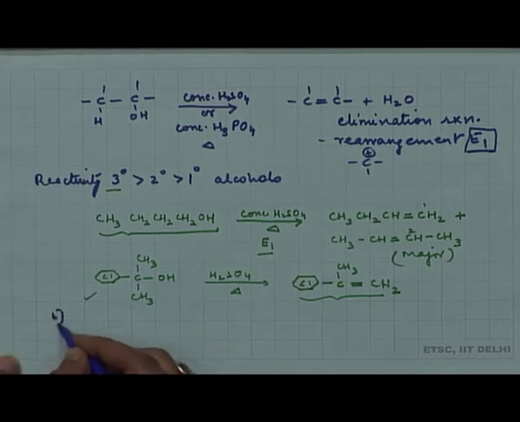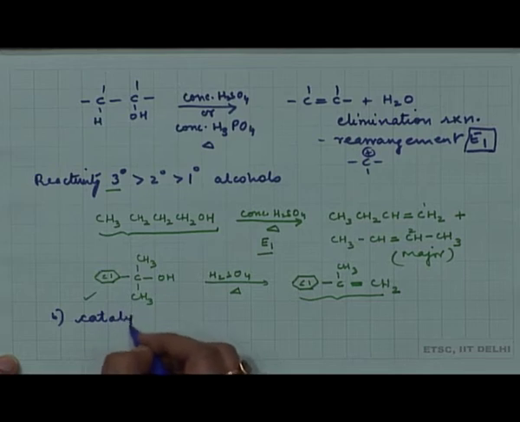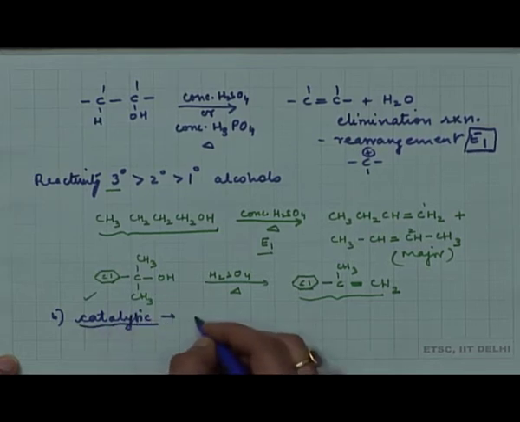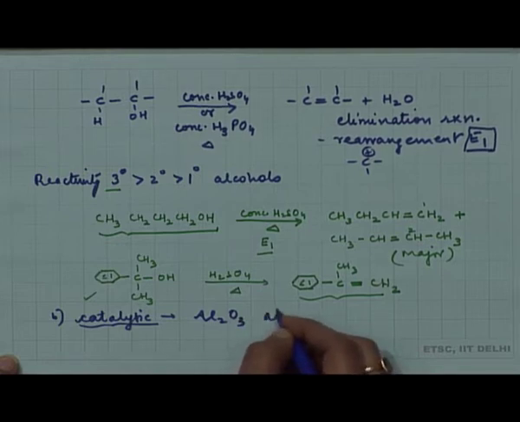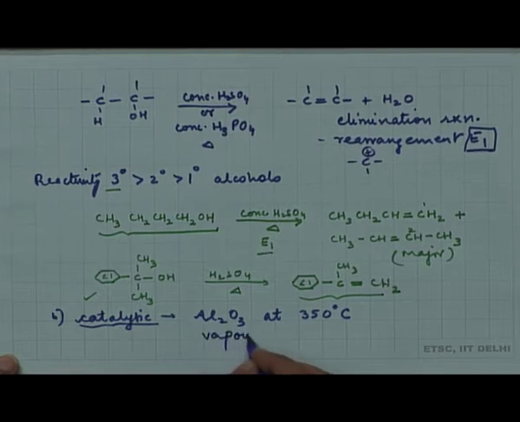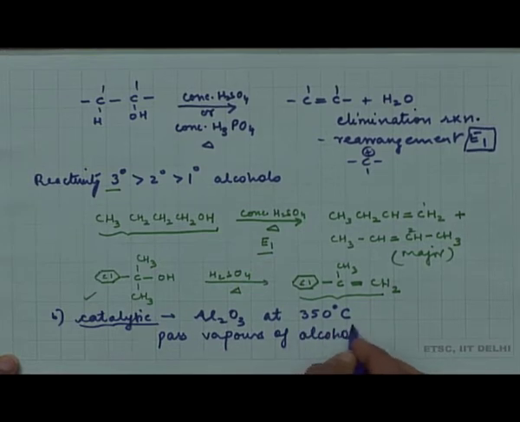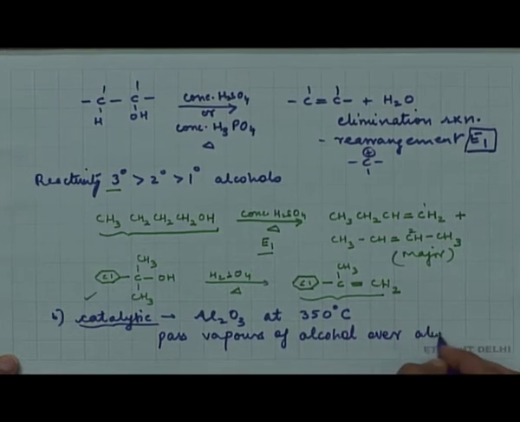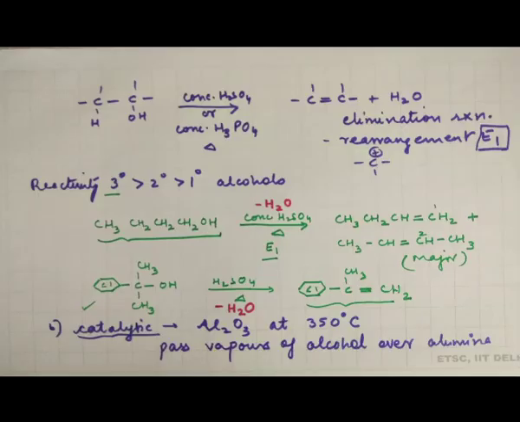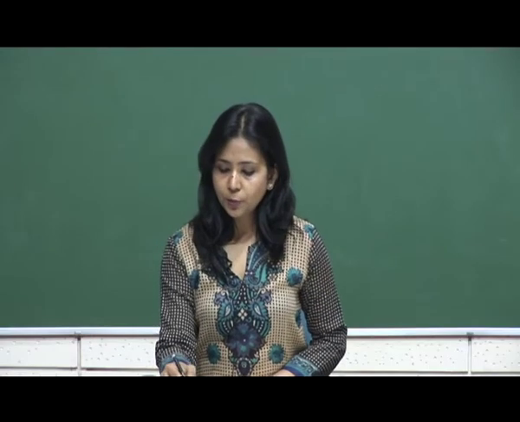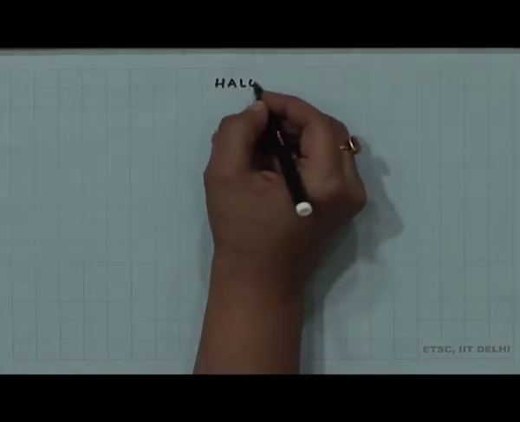For carrying out the catalytic dehydration, the conditions involve essentially alumina at 350 degrees. So, you pass the vapors of alcohol over alumina to bring about the dehydration reaction. All right. So, this is about it, and we now take up another important reaction of alcohols, which is popularly known as the haloform reaction.